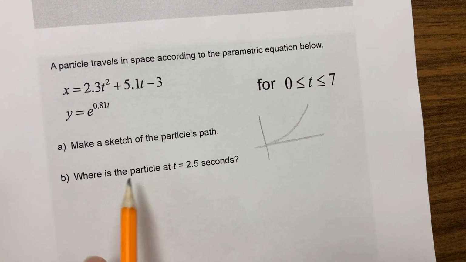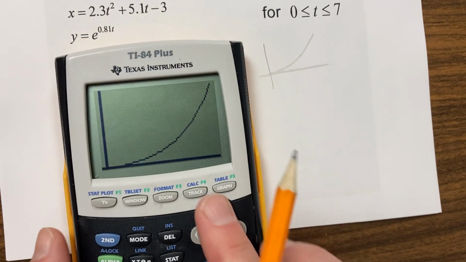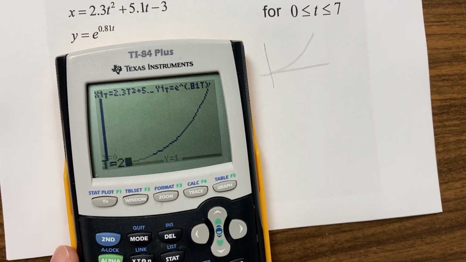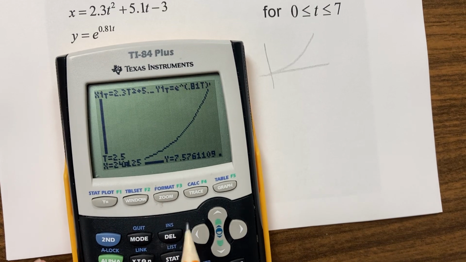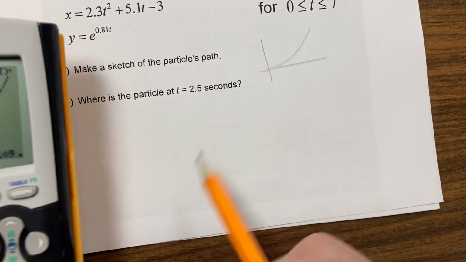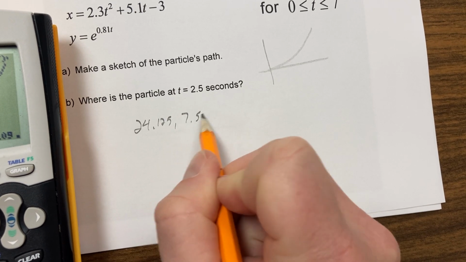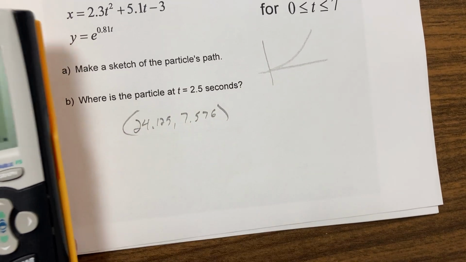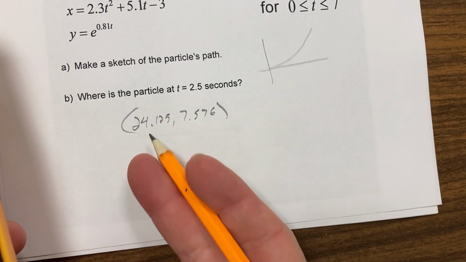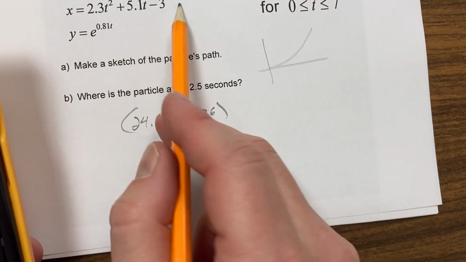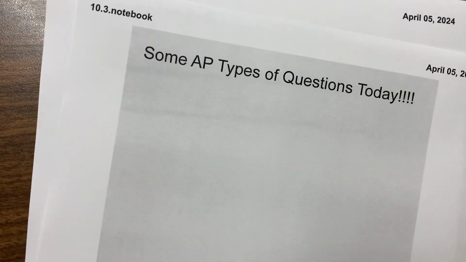All right, where is the particle at 2.5 seconds? Easiest way to do that with the calculator is to go trace 2.5, and we are at 24.125, 7.576. Okay, it's the easiest way. Just put 1 into the calculator, or you can put 1 in yourself here and do it that way.